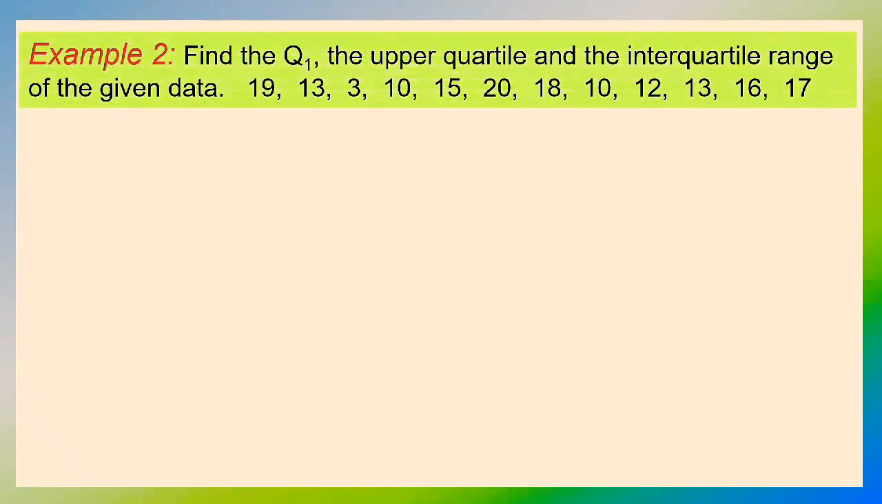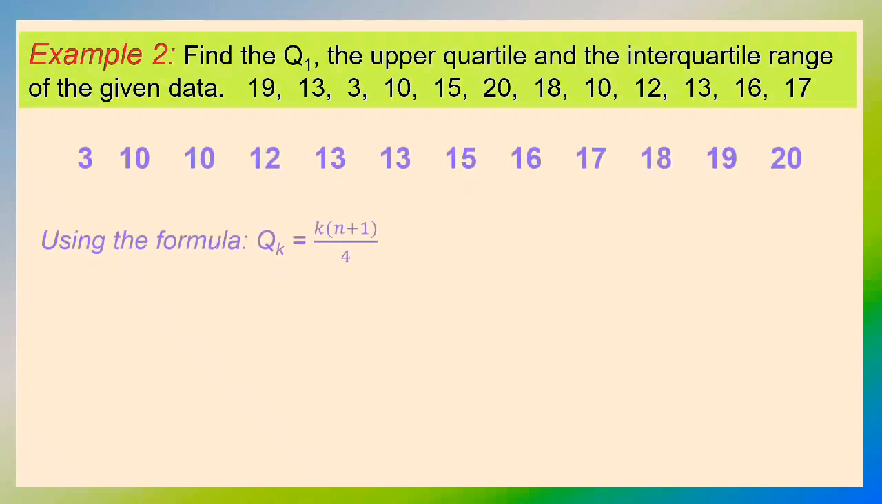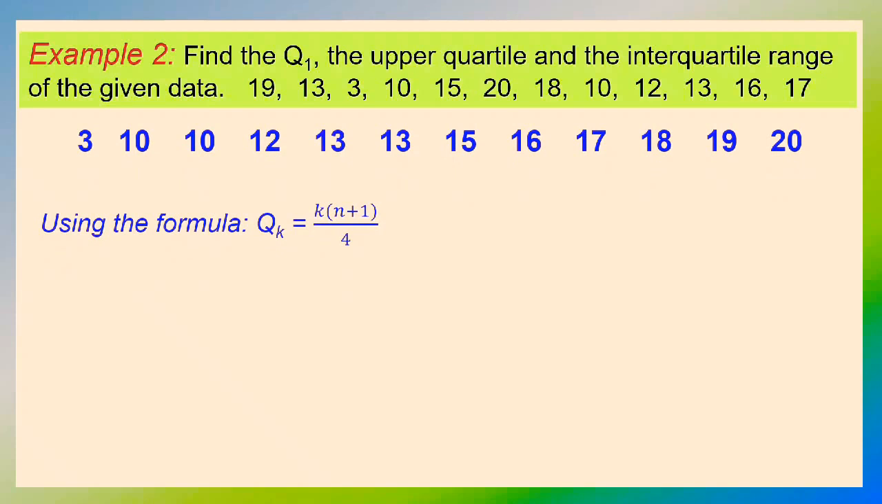So let's have this second example. Find the quartile 1 and the upper quartile as well as the interquartile range of the given data. So we have 19, 13, 3, 10, 15, 20, 18, 10, 12, 13, 16, and 17. So for class, the first thing that we need to do is to arrange the data in ascending order.